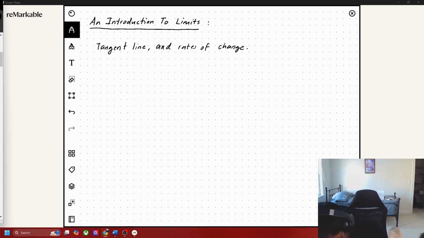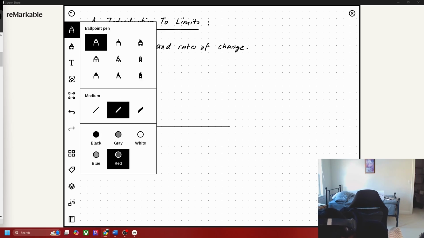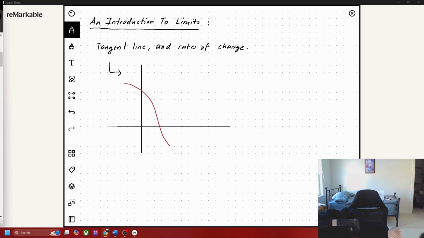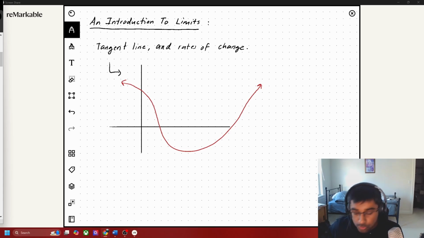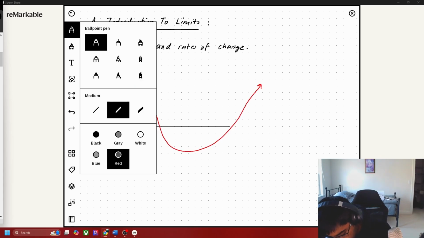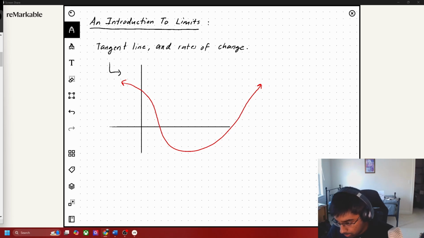First let's understand the idea of tangent lines. We can imagine a graph, let's say, that looks like this. Something like that. You might have learned this before, but a tangent line really is just a line that touches the graph at one point and one point only. Let's say we want to find the tangent line here at this point. The tangent line is going to be vaguely something like that.